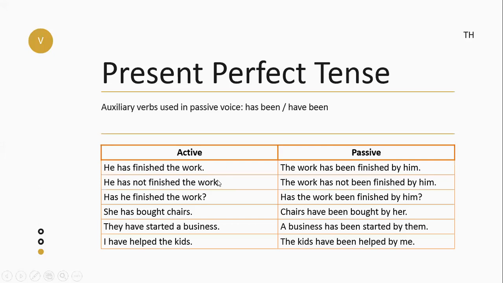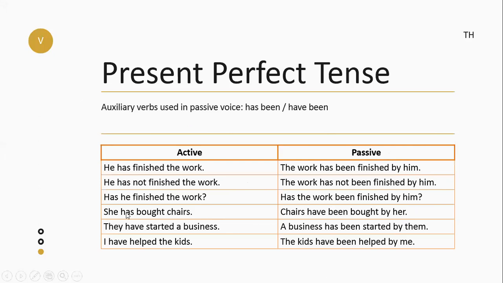So if it's a sentence which has negation, then we can say as an example here, he has not finished the work. Then we can use the same method to make a passive voice sentence by saying the work has not been finished by him. Okay.